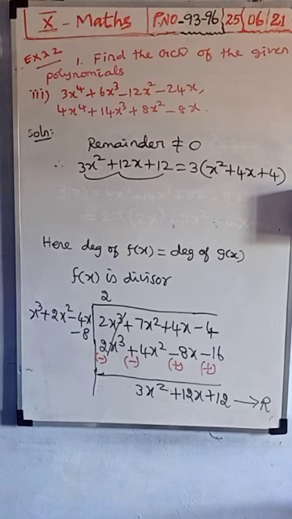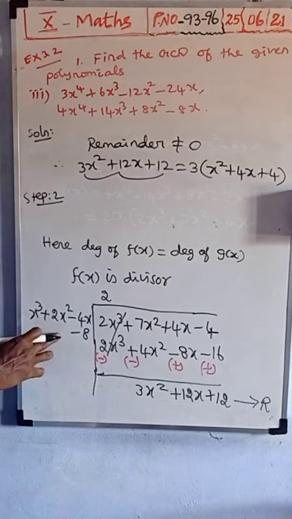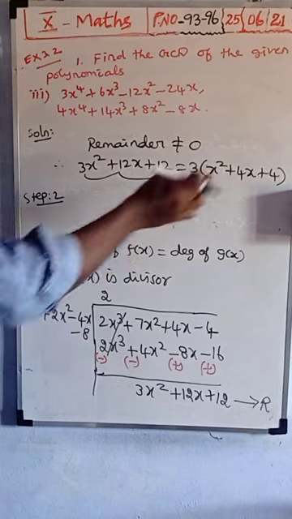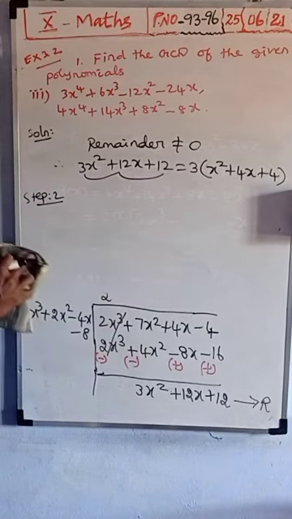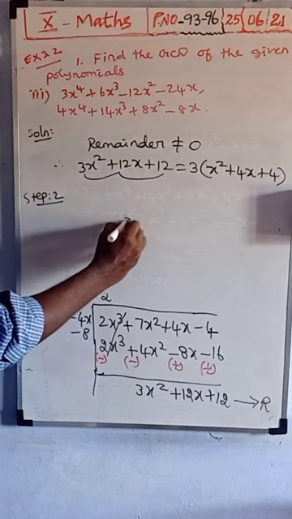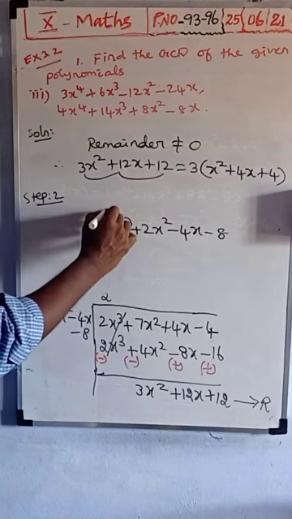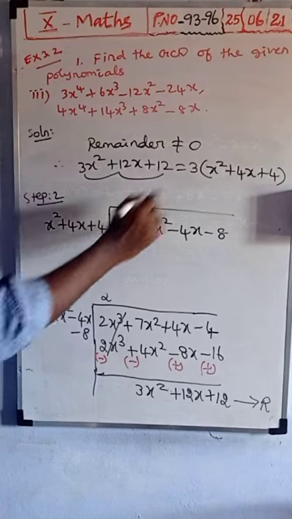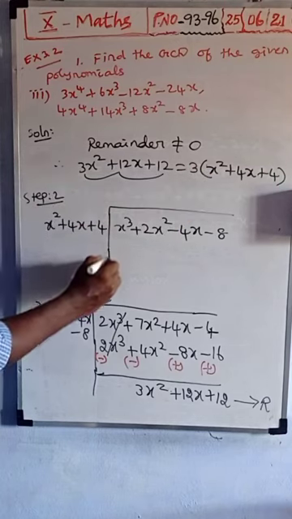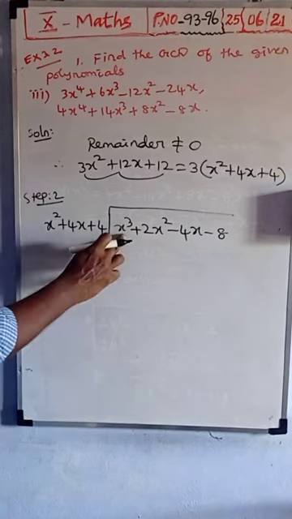Now what do we want to do? Go with step 2. Now the divisor which we used changes into the dividend, and this remainder changes into the divisor. So now write the polynomial f of x inside: x cube plus 2x squared minus 4x minus 8. Outside, write x squared plus 4x plus 4. No need to consider the constant 3; write this polynomial alone.